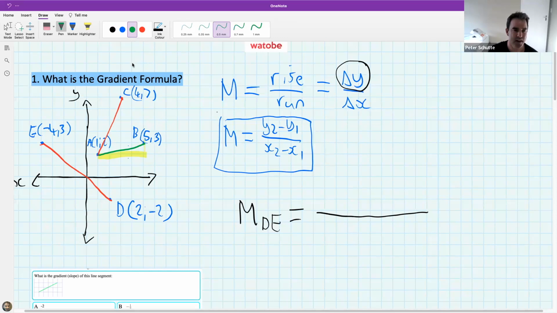There's actually two different ways we could do this. Some of you will start with D, some of you will start with E. It doesn't matter as long as you're consistent. So I'm going to start with D, but you could have done it a number of ways.